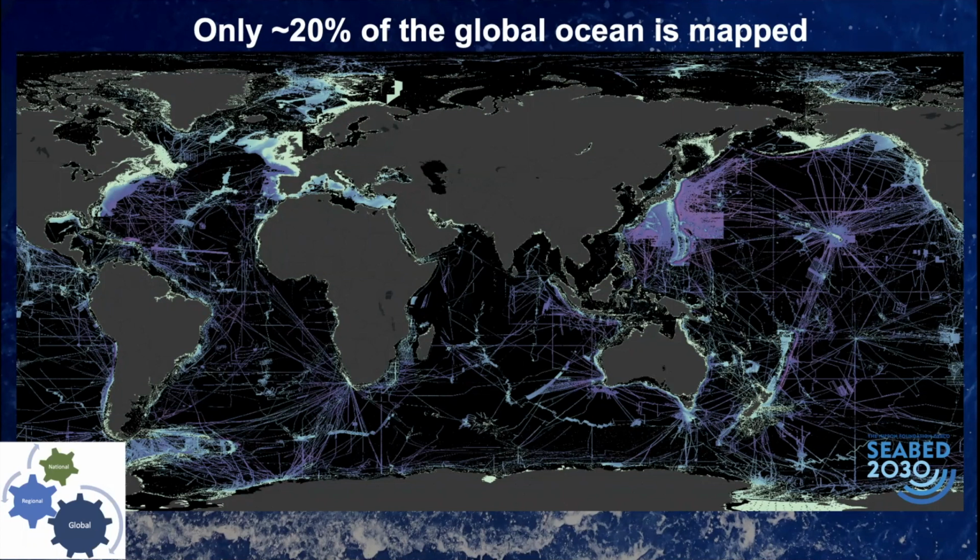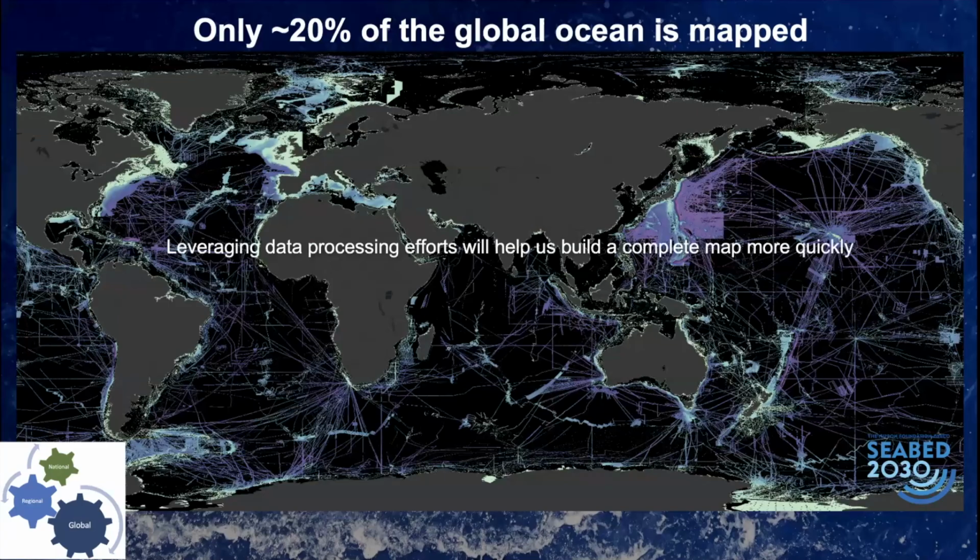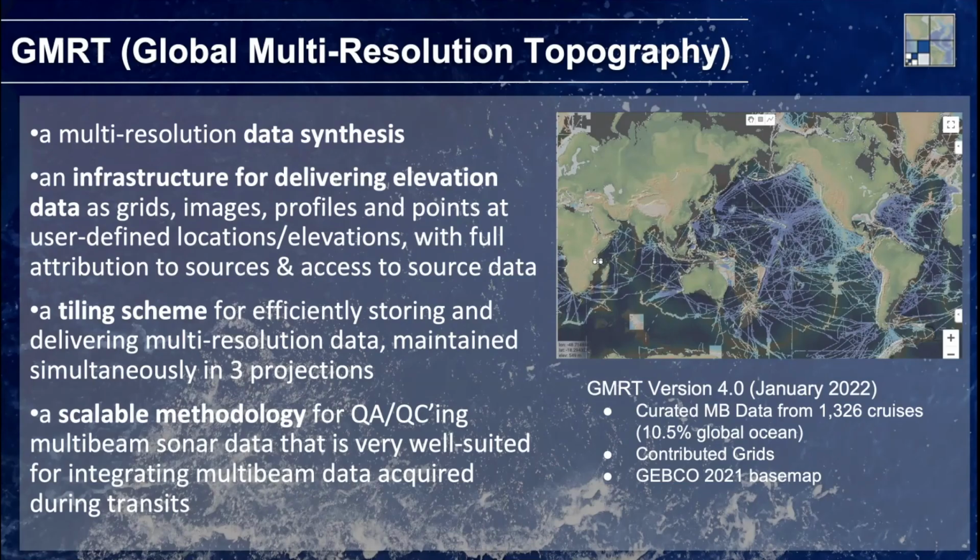Accelerating the completion of this map relies on data sharing and technology innovation, as well as working together, leveraging data processing efforts undertaken around the world. The Global Multi-Resolution Topography Synthesis Project, or GMRT, has been underway for nearly 2 decades and offers several tools that help with the compilation and assembly of data into a high-quality data synthesis.